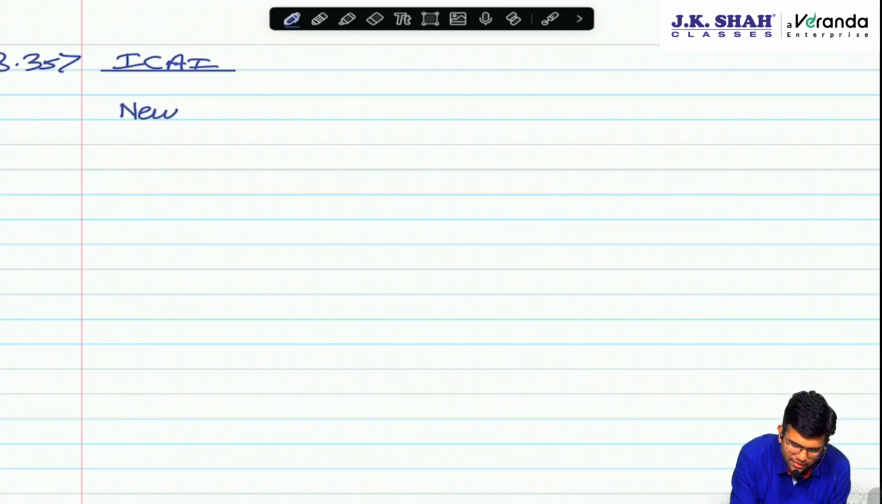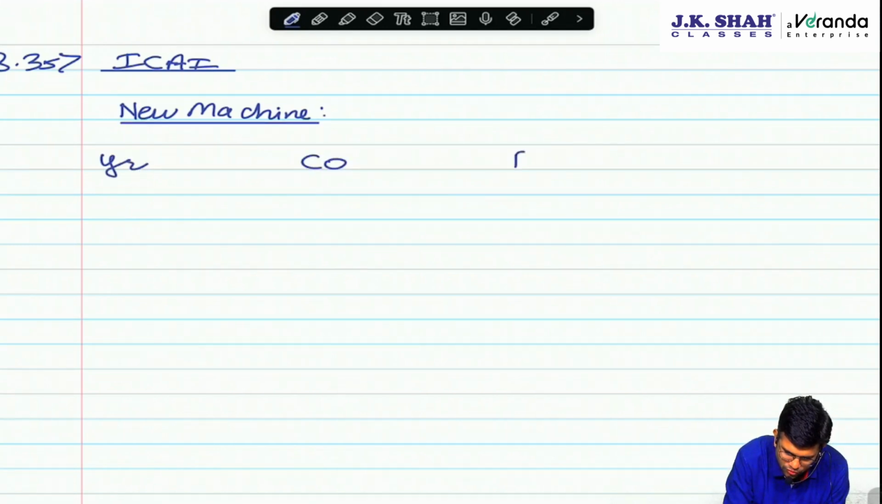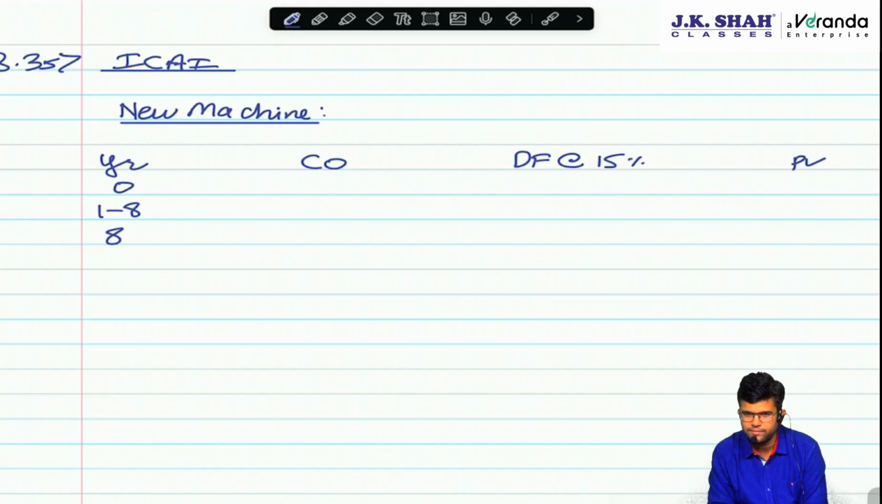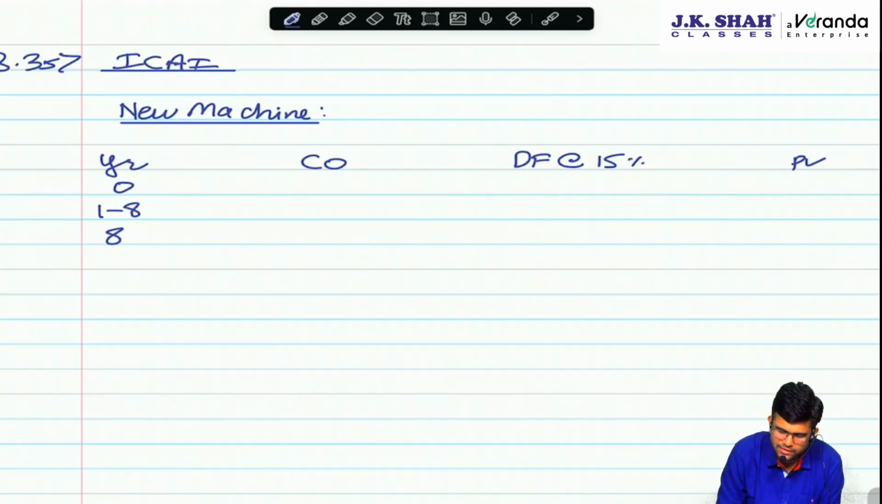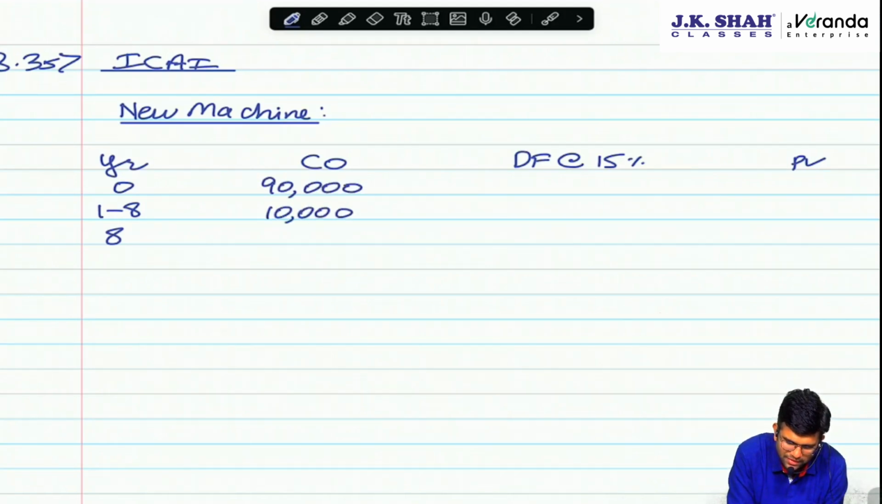I'll give the heading new machine. Year, cash outflow, discounting factor at the rate, what is the discounting factor rate? 15%, present value. Years 0, 1, 2, up to 8, you will understand for the new machine. Tell me, new machine purchase price is how much? 90,000. Every year maintenance will be how much? 10,000. And then salvage is 20,000.